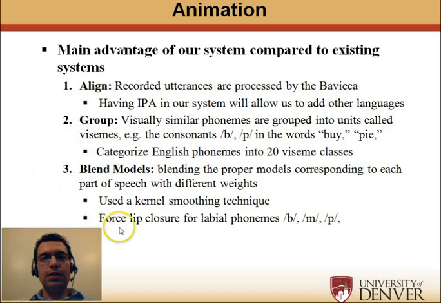There is also another important factor here. We need to close our mouths for some phonemes, such as B, P, and M, because the kernel smoothing may blend them totally with different visemes. We need to force closure for those visemes.